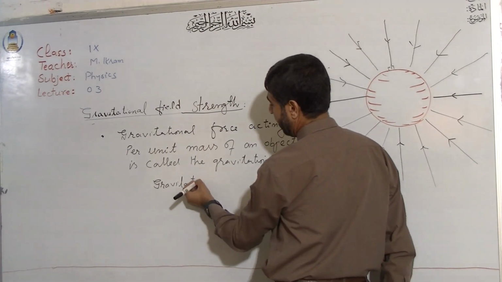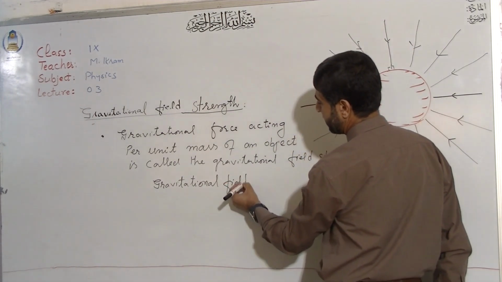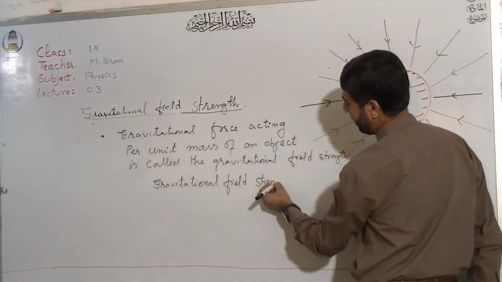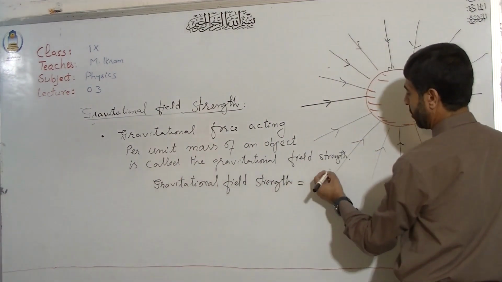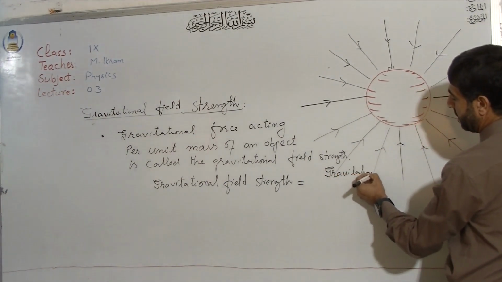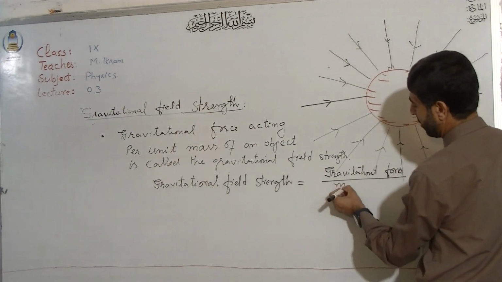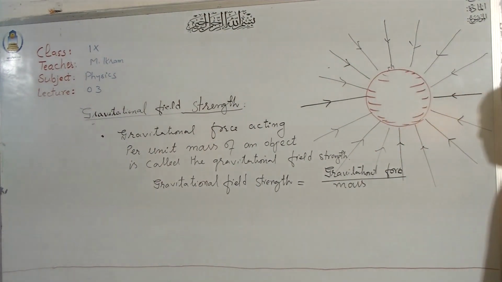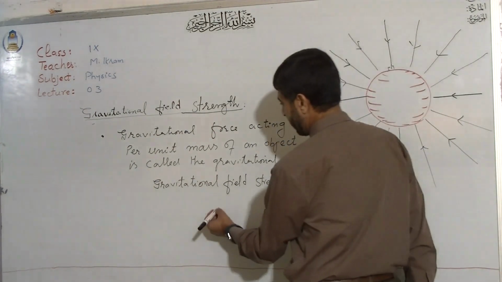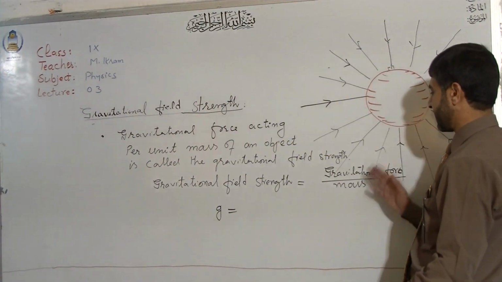The gravitational field strength is equal to the gravitational force per unit mass of an object. That is what we can write about the gravitational field strength. It is denoted by g, right? And this can be written as the gravitational force divided by mass.